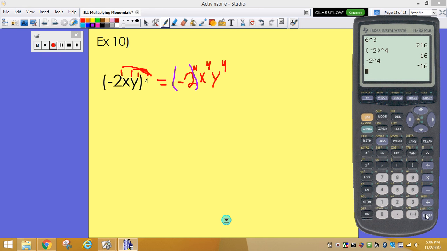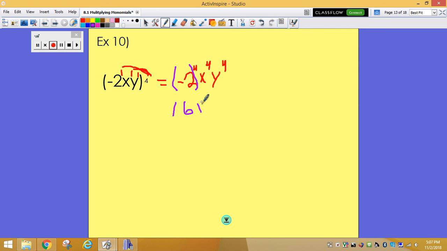Because what it does is it does the 2 to the 4th, and then it puts the negative in. Whereas we wanted to do negative 2 times negative 2 times negative 2 times negative 2, okay? So if you have a negative, always put it in parentheses before you do your exponent. So the real answer is going to be 16, x to the 4th, y to the 4th. Okay, and I promise you on your EOC, if you have a question like this, one of the answers they're going to put is negative 16, just to make sure that you understand to put parentheses around a negative.